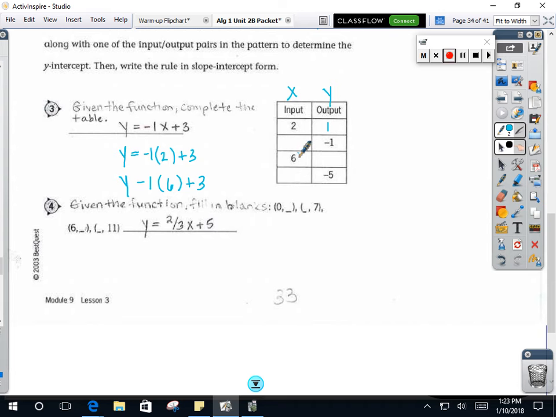Okay, what about when the input is 6? What do you get for your output? -3. Okay, go ahead and copy that, and then we'll do the other two.